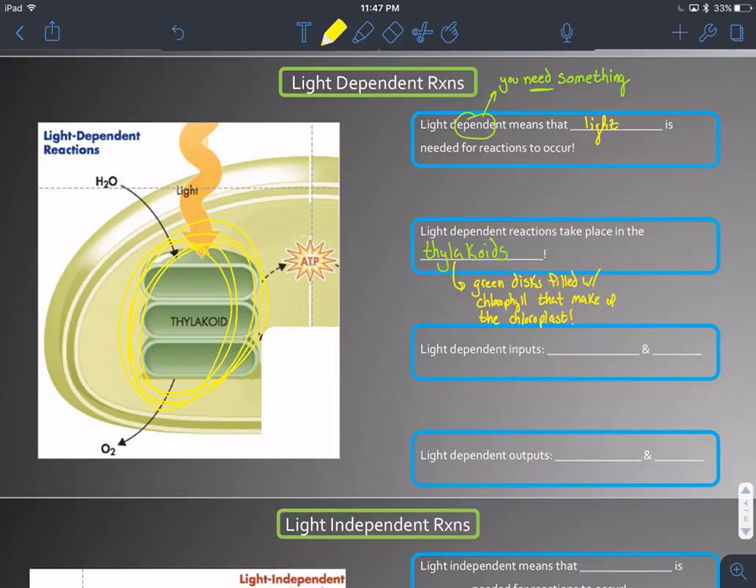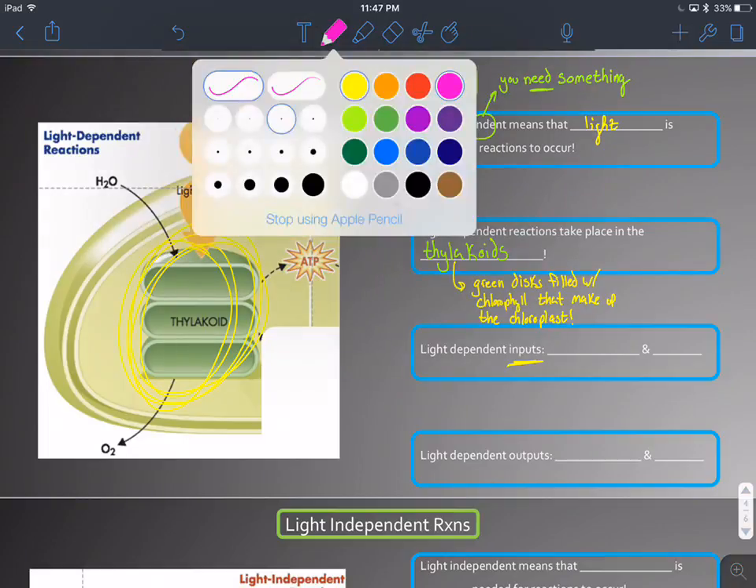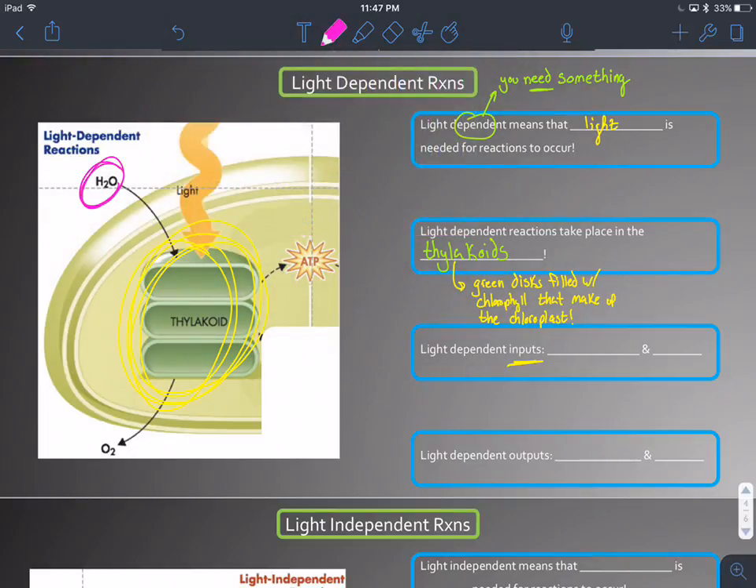Now, for the light dependent reaction, we have 2 inputs. Okay, one of our inputs is water. You can see how we have this water arrow right here, which is going right into the thylakoid. So let's put water right on there. And our other input here, interestingly enough, is light. Right? This is light dependent. So we have our 2 inputs being water and light.